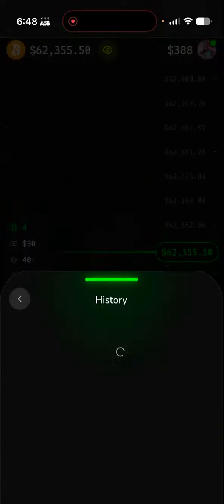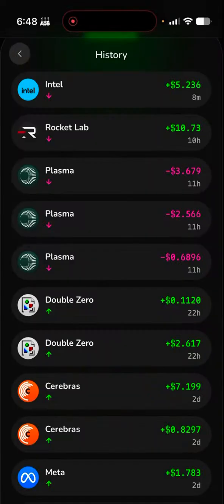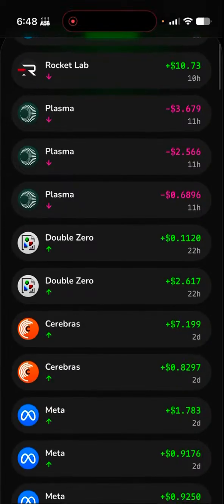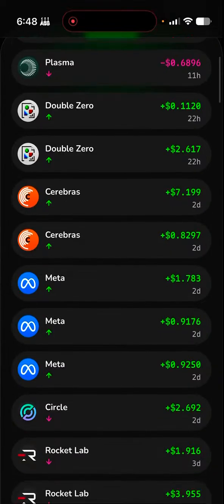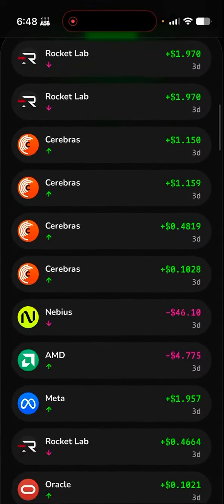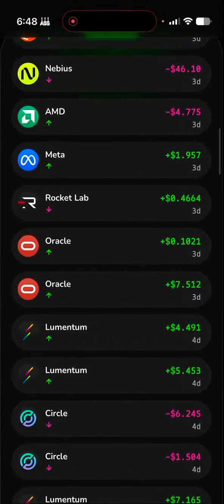Then we also have your history, so you can see your history of trades. So we just did our Intel trade, we made $5 on earlier this stream. I did a Rocket Lab trade. This was probably on Friday actually, and it actually paid out yesterday. And then these are my Plasma trades that I opened up that went down. And then I had a double zero trade yesterday while I was chatting with one of my friends. And then we had some Cerebras trades last week, Meta, more Rocket Lab, Cerebras. And so you can just see a list of all your trades.